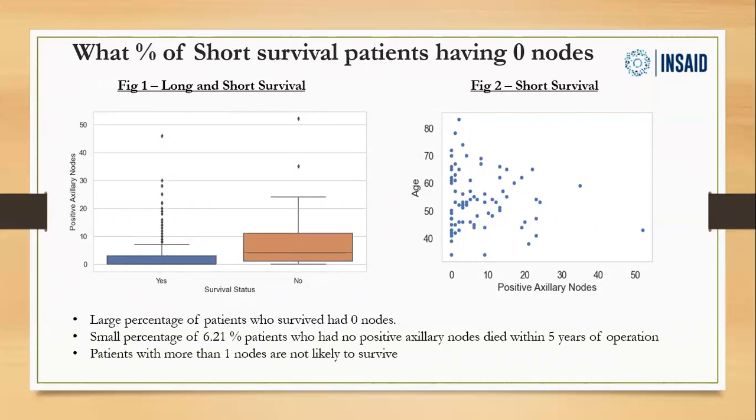But those zero axillary nodes appear across all age categories, almost 40 to 80. You can see that almost all age categories have zero axillary nodes. So this denotes that even patients who had zero axillary nodes can have less chance for survival.